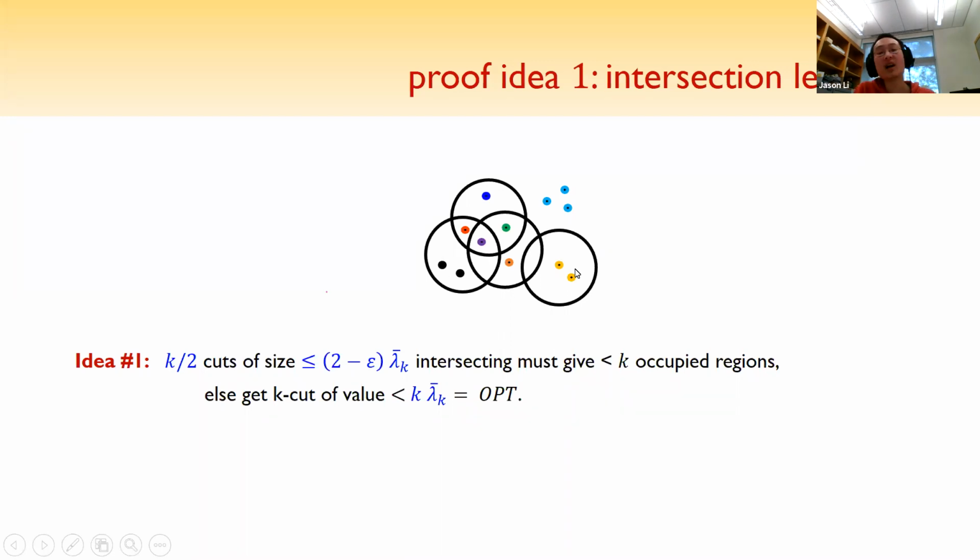Then this means if we cut these pieces out of the graph, we get a k cut. But how much do we pay for this k cut? Well, we pay k/2 times this quantity, which is less than k times lambda k bar, right? Because recall that lambda k bar is opt over k. So we get a k cut of less than opt, which is a contradiction. So that means that for any k/2 sets that we pick, their Venn diagram must have at most k non-empty atoms. So that's observation 1.